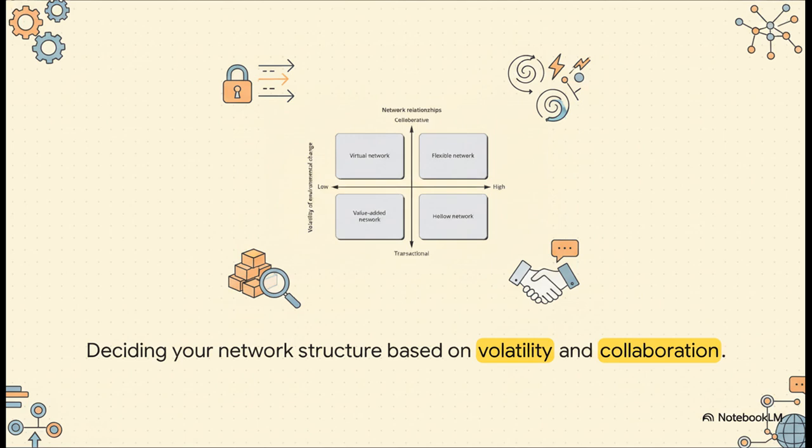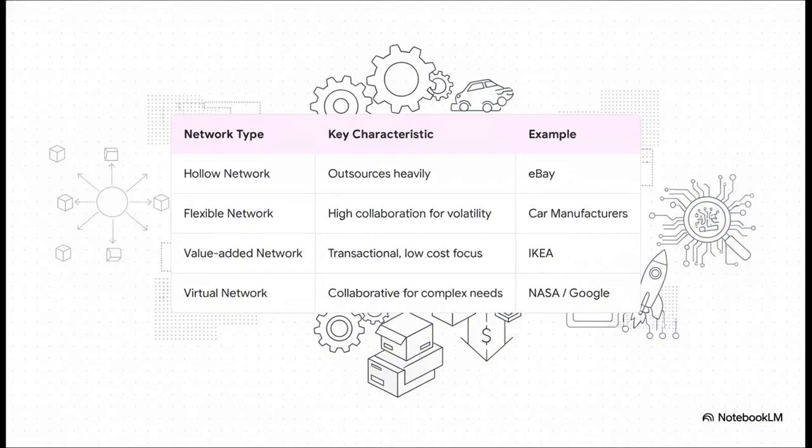So you have to ask, is my market stable and predictable, or is it totally volatile and chaotic? And am I focused on cheap, simple transactions, or do I need deep collaboration with my partners? Your answers will put you into one of these 4 boxes. And here's a quick cheat sheet for those 4 network types, perfect for a bit of last-minute revision.